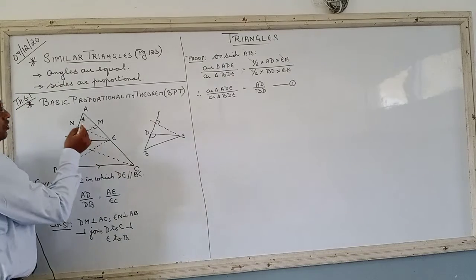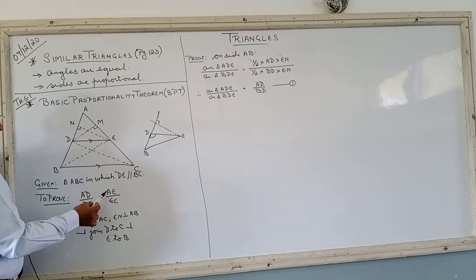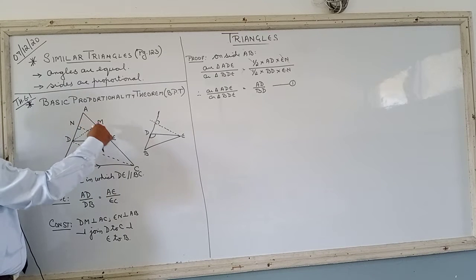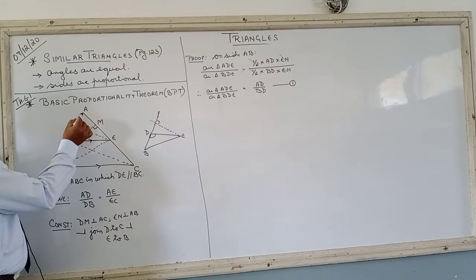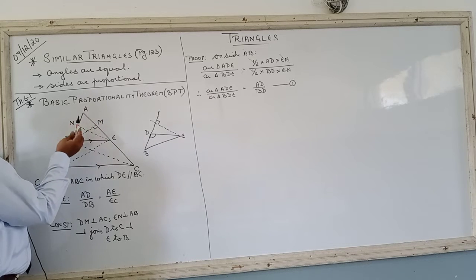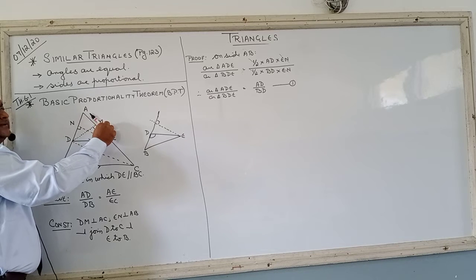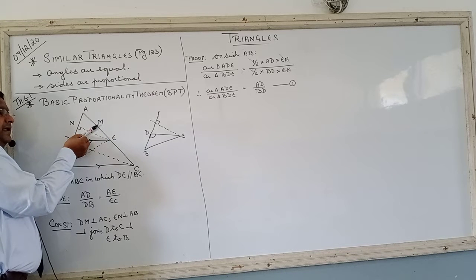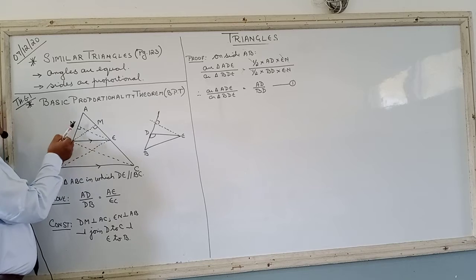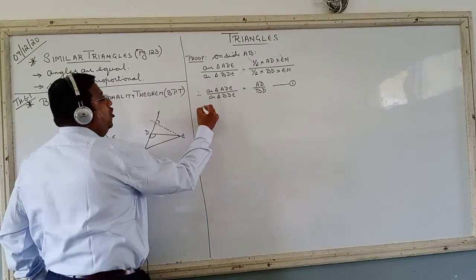Now we come down on side AC. We want AE and EC, AE and EC, same thing. ADE, is it the perpendicular on the side base? This time the perpendicular is DM. Previously the perpendicular was here. We are talking about the same triangle.